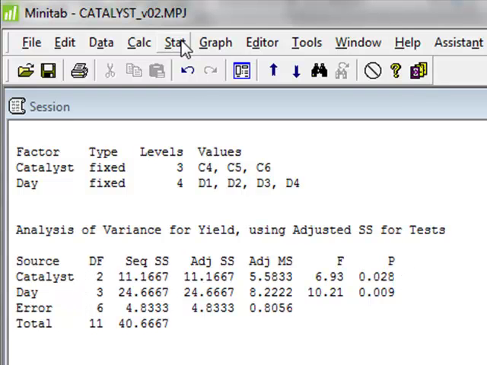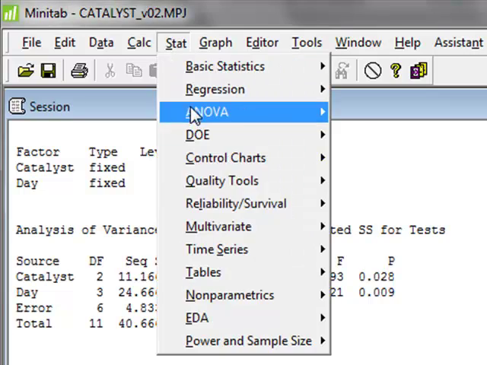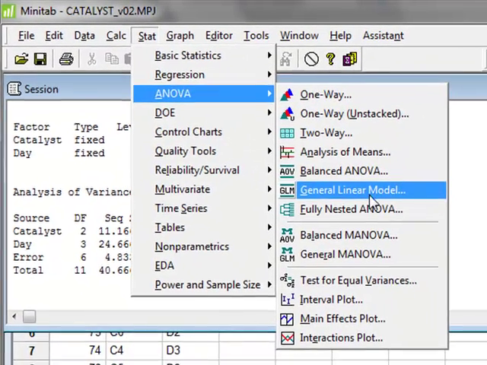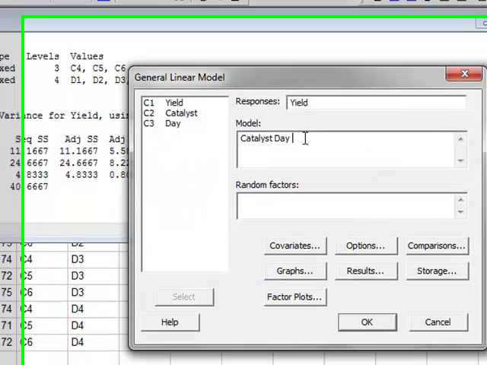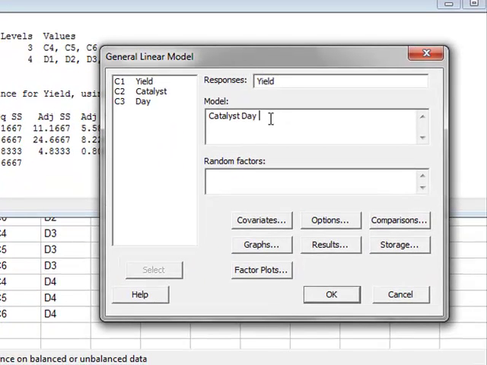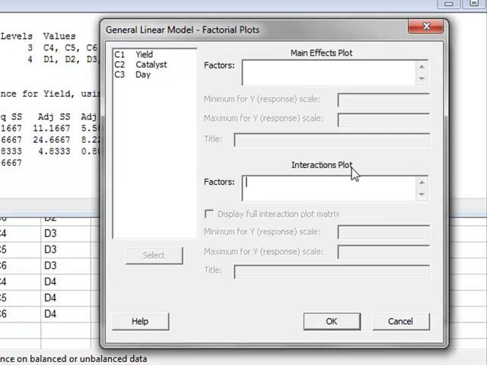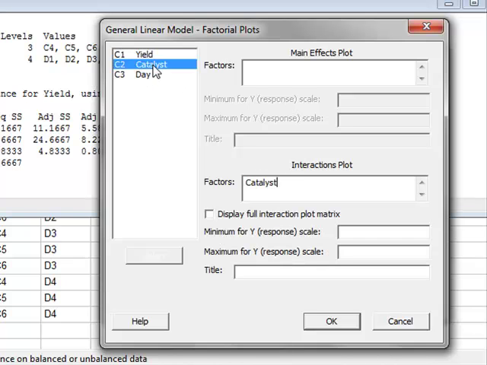So we will return to STAT, ANOVA, general linear model, and to add the interaction term, we will have catalyst multiplied by day, and then we will seek to have a factor plot. And to get an interaction plot between catalyst and day, we will enter catalyst and day under interactions and press OK.